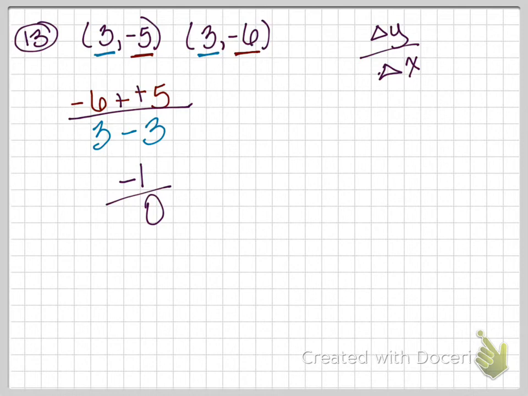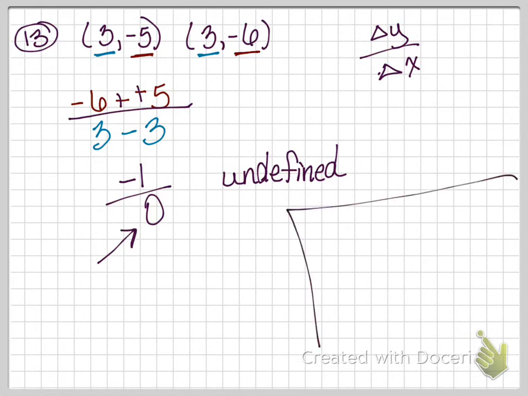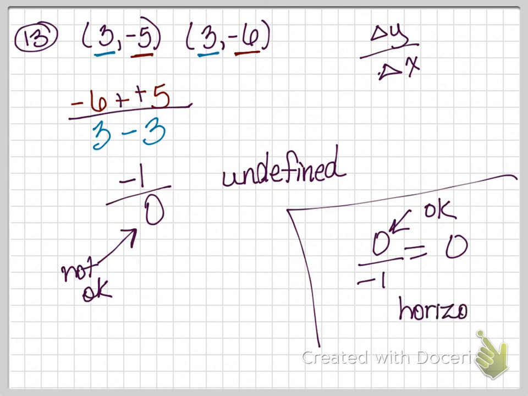Undefined. Excellent. Good. It's undefined. Why? Good, because I've got a 0 in the bottom. That right there is what makes it undefined. If I had gotten 0 over -1, that simplifies to 0. So this is okay. This is not okay. That's what makes it undefined right there. This would be a horizontal line. This is a vertical line.